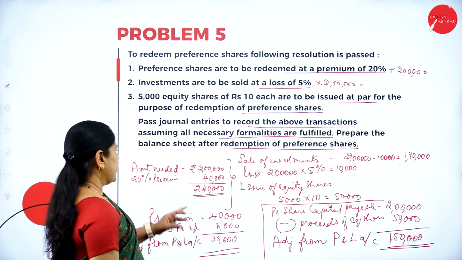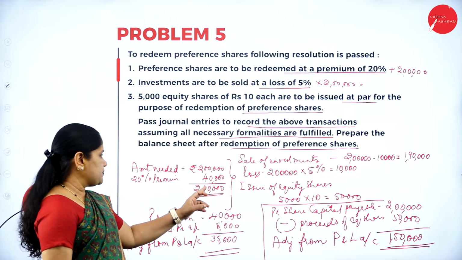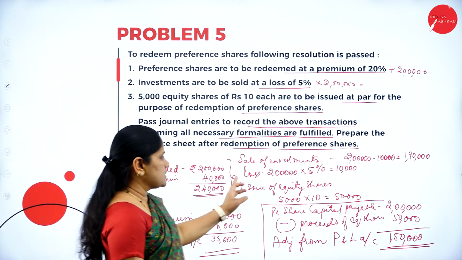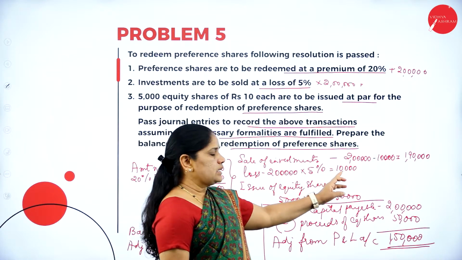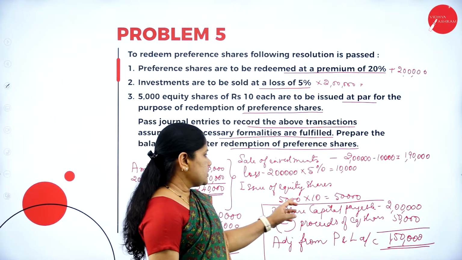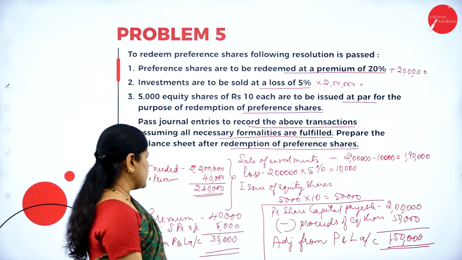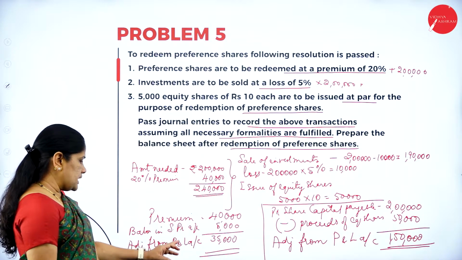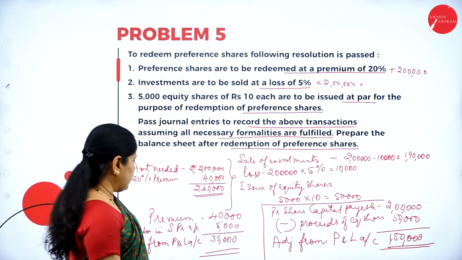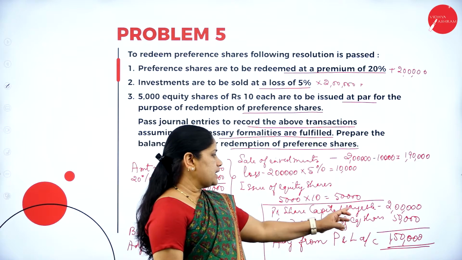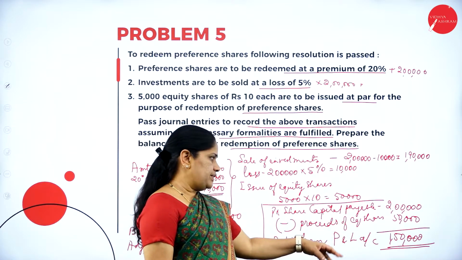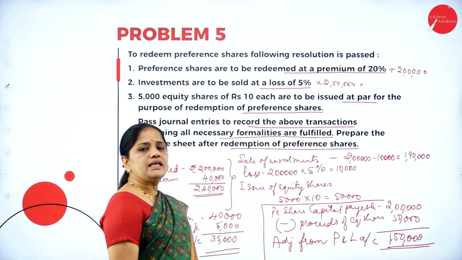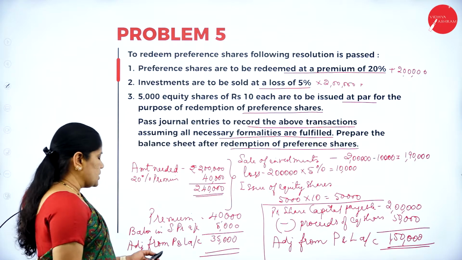So, we have the amount needed 2 lakhs, premium 40,000, 2,40,000. Sale of investments is 1,90,000. So, we got a loss of 10,000 here. So, issue of equity shares is 50,000. So, premium I am paying from securities premium account, rest from profit and loss account. Preference share capital payable is 2 lakhs. For fresh issue, I am getting 50,000. So, the rest of the money I am taking from profit and loss account.